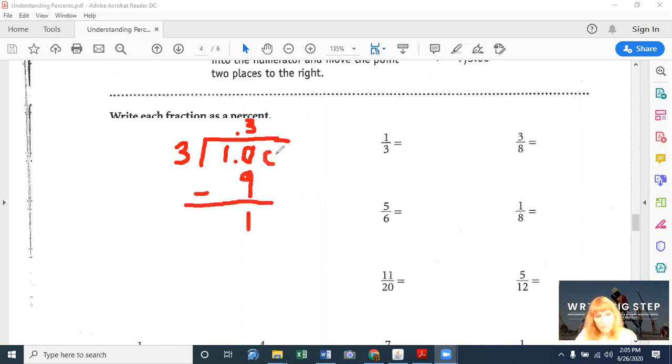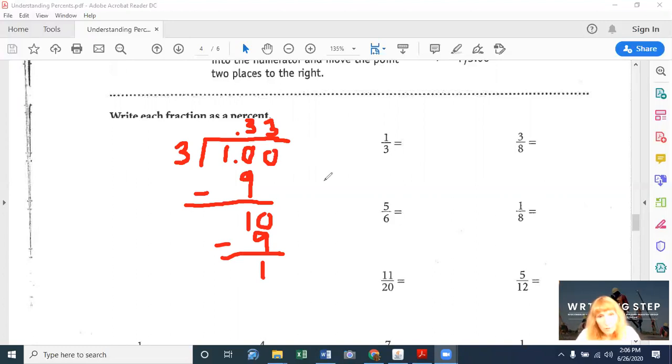Bring down another 0. 3 goes into 10 3 times. 3 times 3 is 9. 10 minus 9 is 1. Now I could continue, couldn't I? I could put another 0 here and bring it down, and I'd get 10 again, and then I would end up getting 9. So it would be a continual 0.3 repeating.